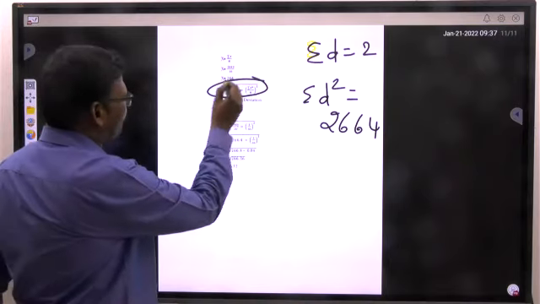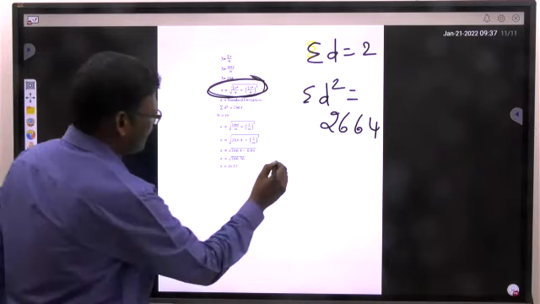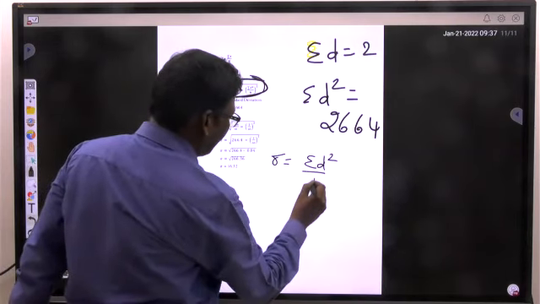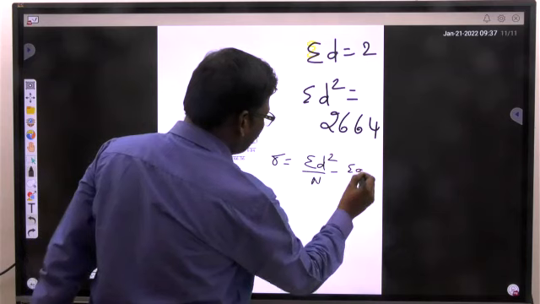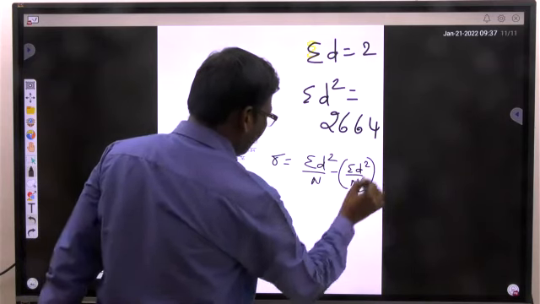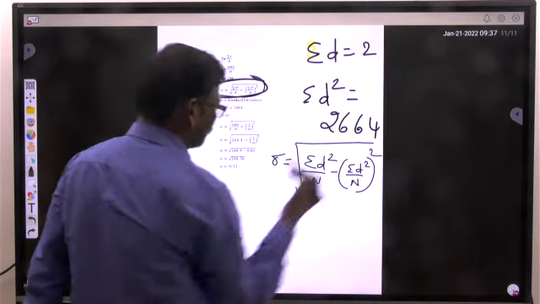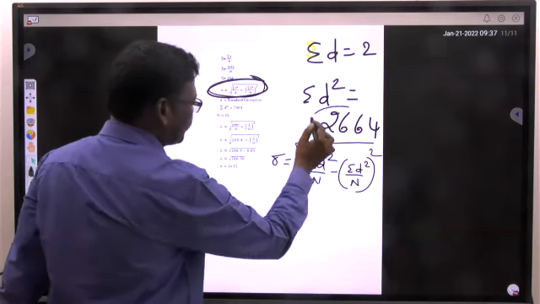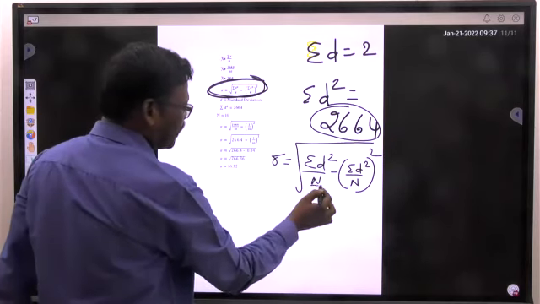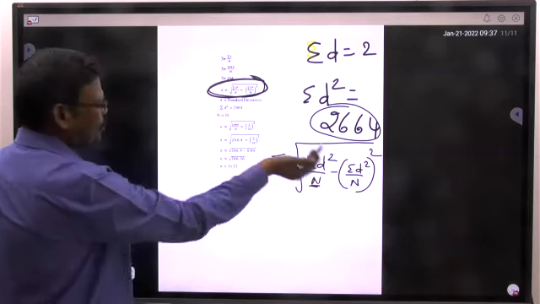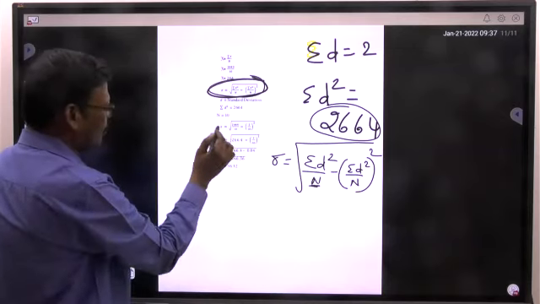This is the formula we know: sigma is equal to the square root of sigma D square by n minus sigma D by n whole square. We know sigma D square is 2664, and n, the number of observations, is 10. If we substitute these values, we will get the result.